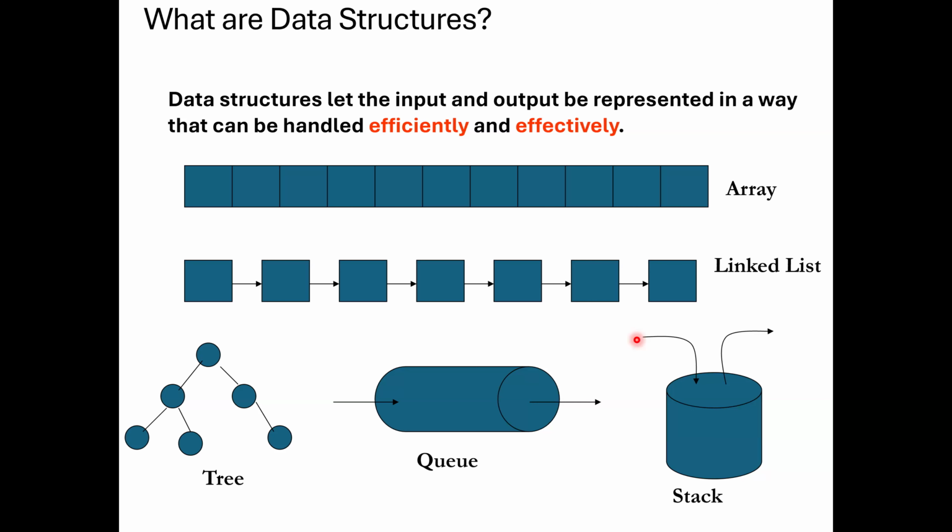So, like I said, we are going to be looking at a lot of different data structures. And for most of these data structures, what are they? They allow us to represent the inputs and outputs in a way that can be handled efficiently and what? Effectively. So efficiency is our key word here. We use data structures to organize and represent data so that it can be handled efficiently and what? Effectively. And like I said, we'll be looking at the array data structures, the linked list, we'll talk about the tree, queue, stacks, and many other data structures in the course of the semester.